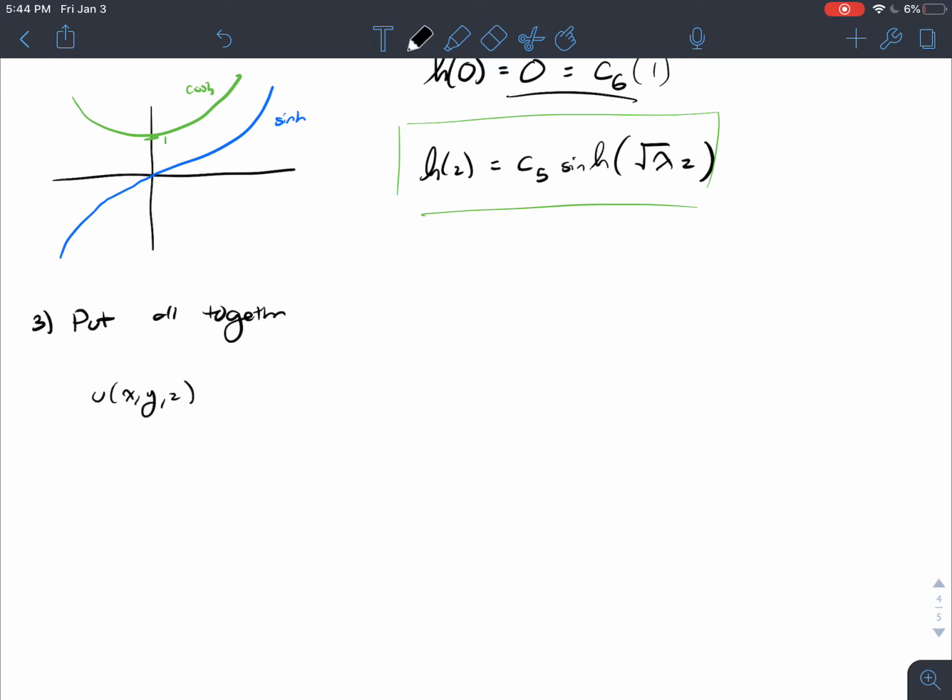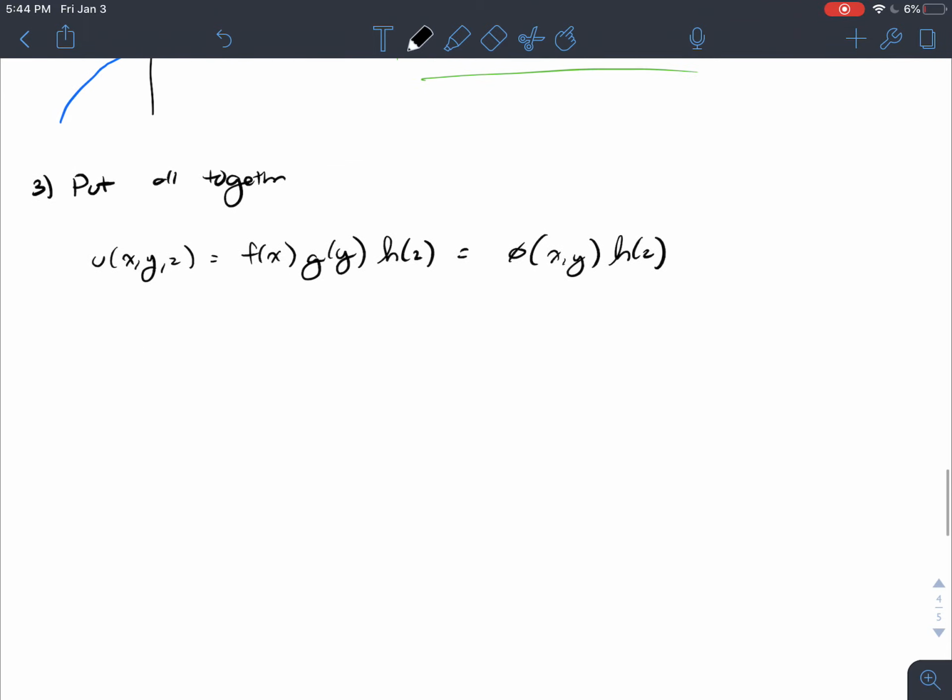Remember that we defined u of x, y, z to be equal to f of x times g of y times h of z, or phi of x, y times h of z from the first step. So all I'm going to do is put these product solutions together.